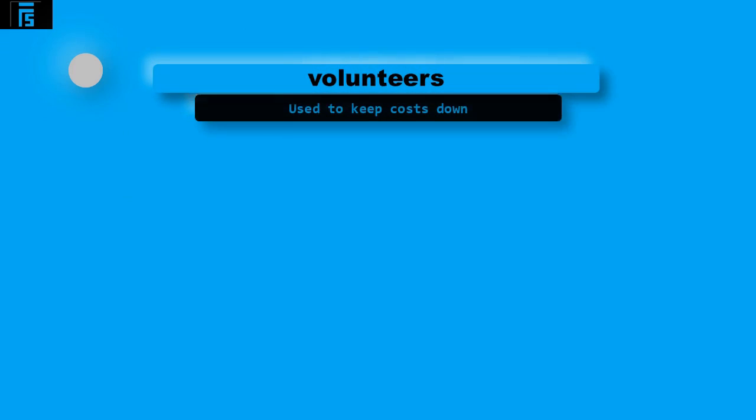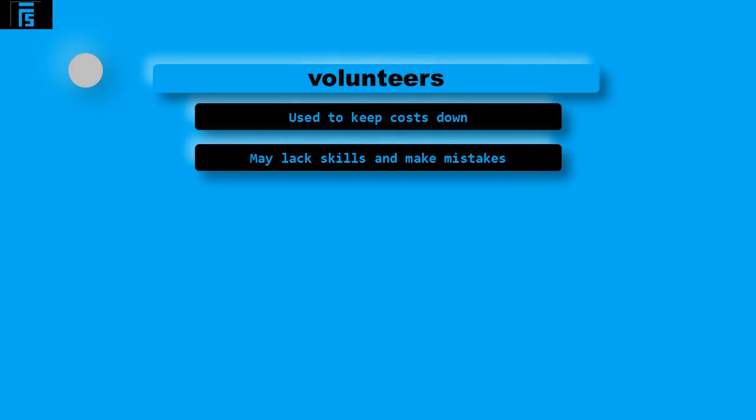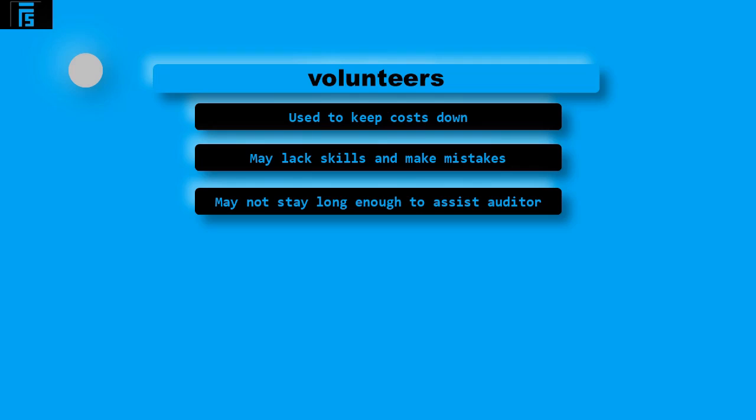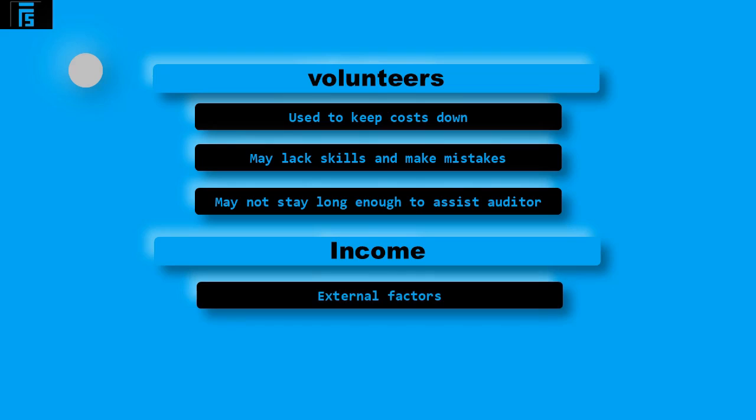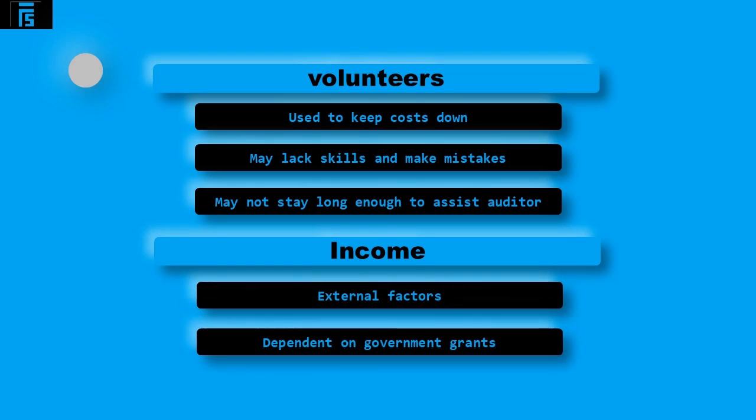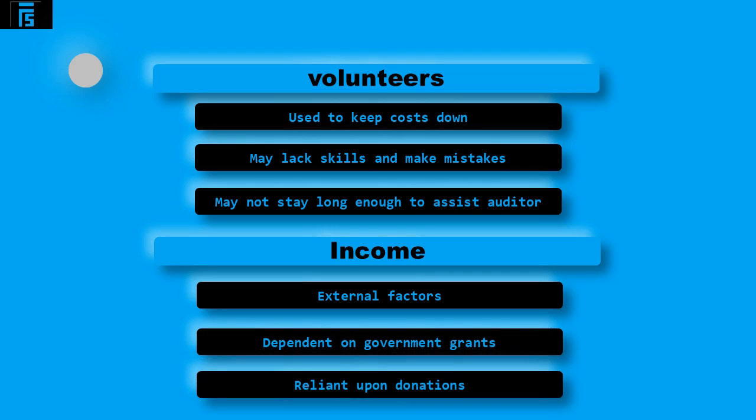Volunteers are used to keep costs down. They may lack skills and make mistakes, but also they may not stay long and then not be available to assist the auditor with explanations after the year end. Income may depend on external factors. Government grants may be needed, which may depend on criteria being met and changes in these criteria being made. Donations may also be relied upon, which may depend on the economic climate and their public profile.